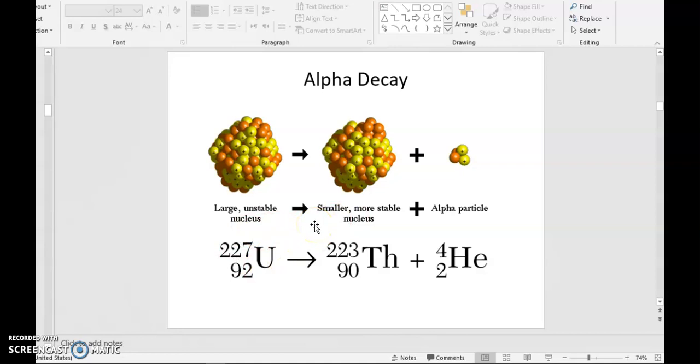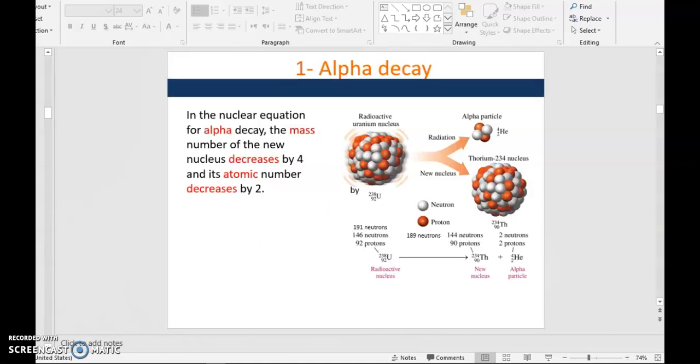So this is alpha decay, and this is how it looks. You can see this is a big element. This is another uranium, uranium-238, and it also emits alpha and produces another isotope, the 234 element. This is the alpha particle, and this is a new element.